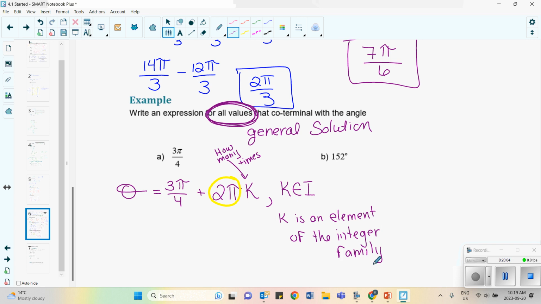Pardon? K can't be a fraction, K can't be a decimal. It can be zero, sorry, it can be. Then this would be my angle, yeah. But what do we want? We want all values, right? So we're looking for the infinite answer, and we have to make a domain statement about it.